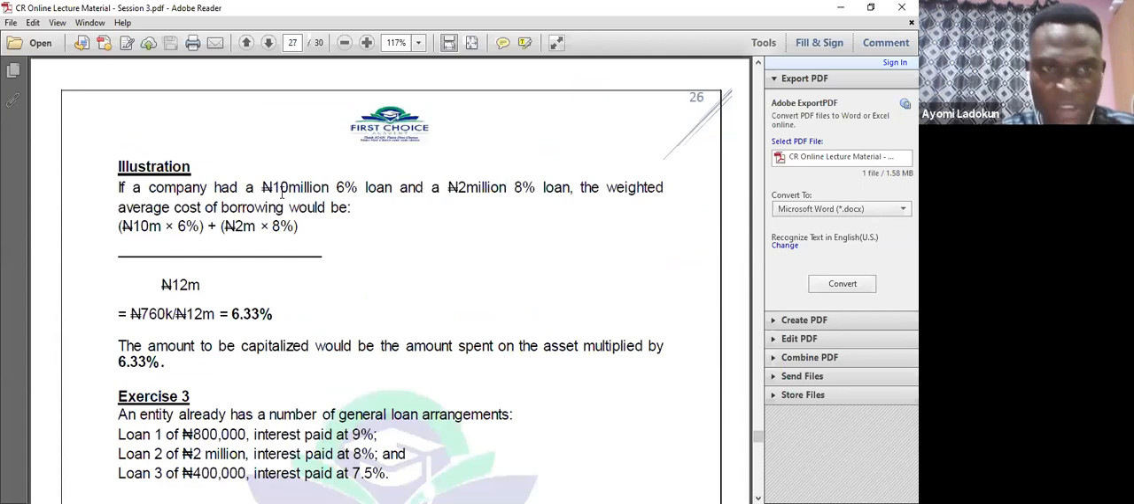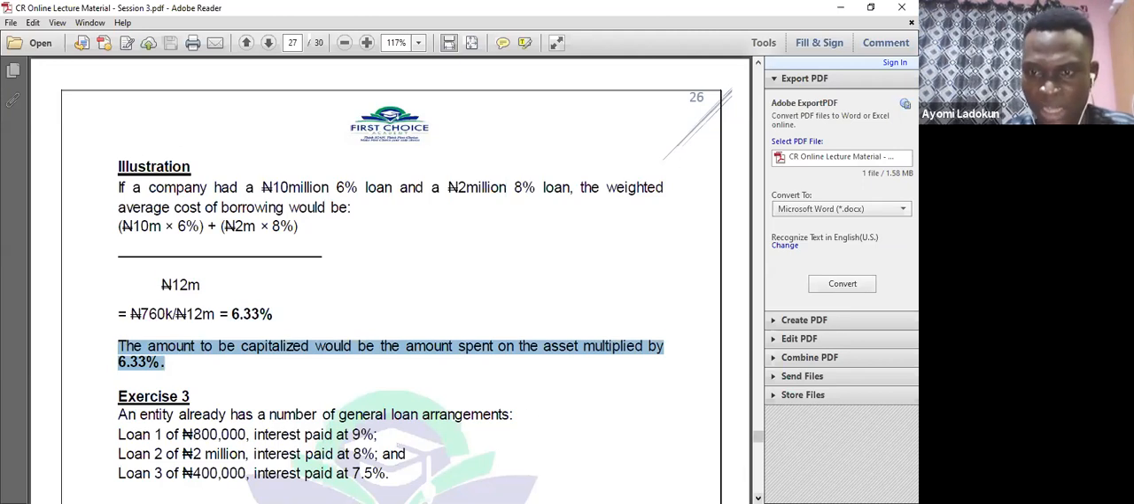If a company had 10 million loan at 6%, and 2 million at 8%, you now say interest charges for the year: you say 10 million at 6%, plus 2 million at 8%. You now say 10 million, this loan, plus this 2 million, that's what will be on your denominator. You multiply by 100, so you get 6.33%. So this rate will now be applied for capitalization.